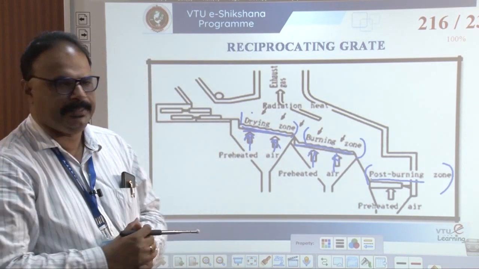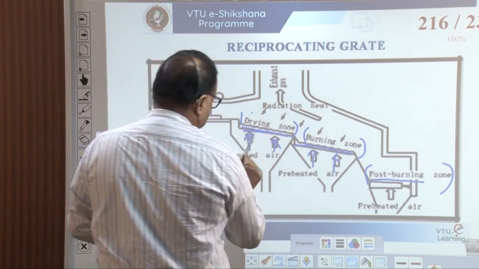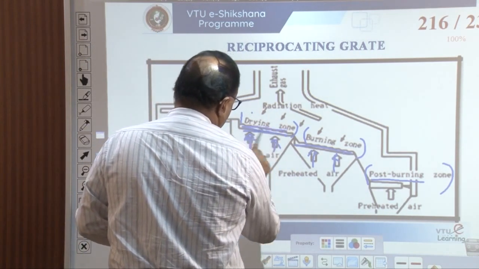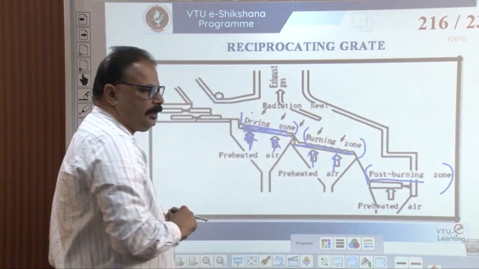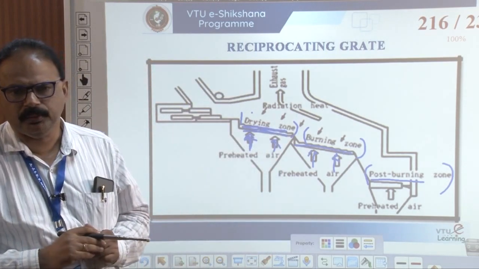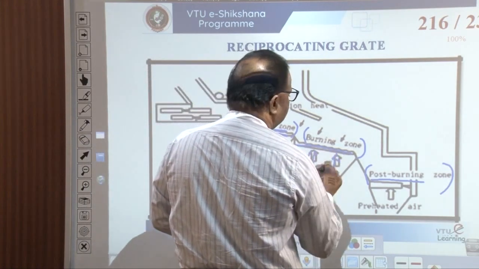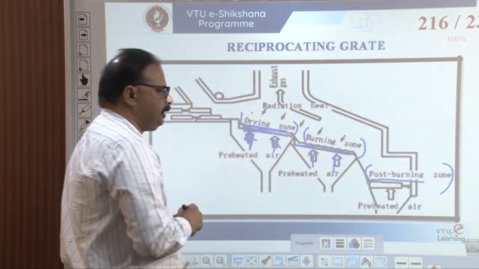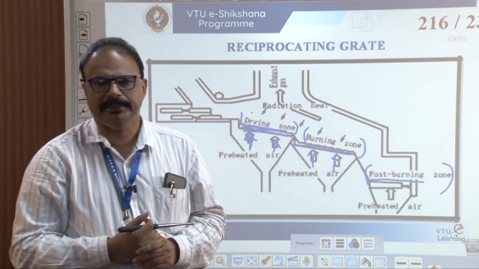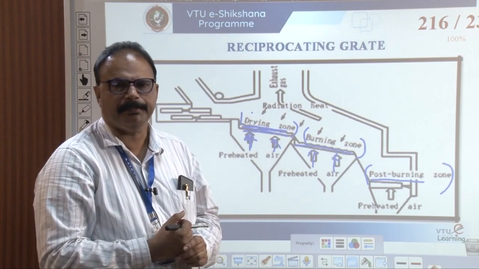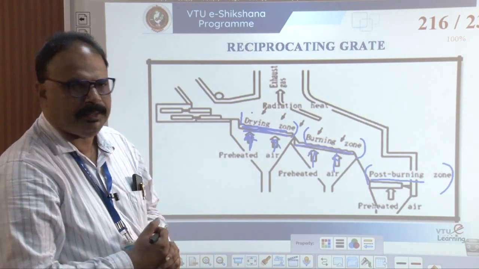Here only the drying zone of the waste. Here air is passed because it should not be burnt. Melting should not take place. Preheated zone, burning zone, post-burning zone. These are the different types of zones in reciprocating grates.